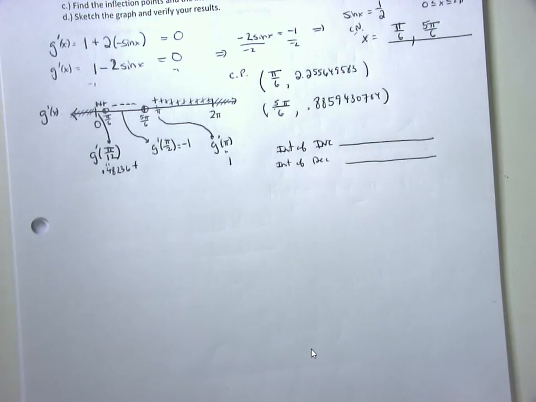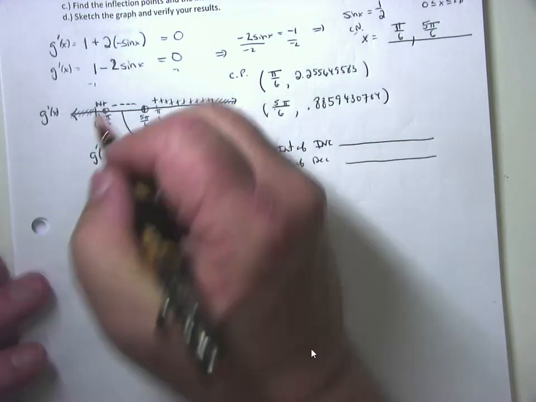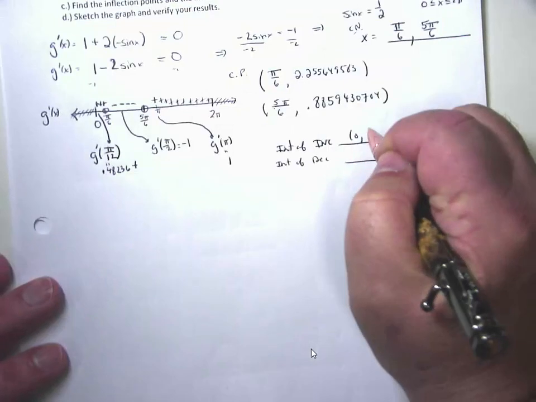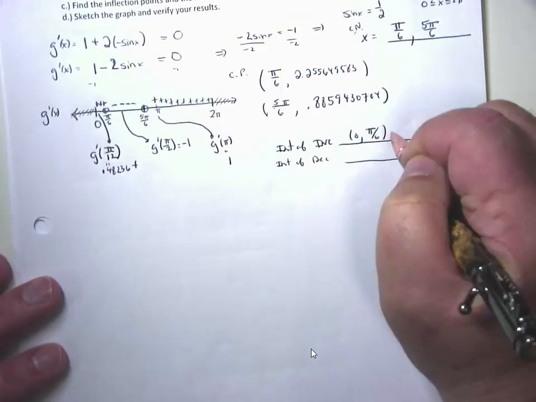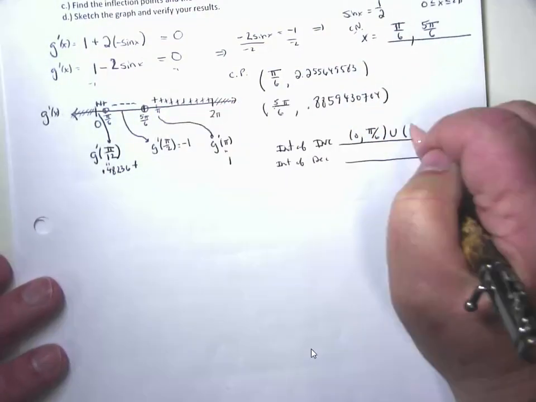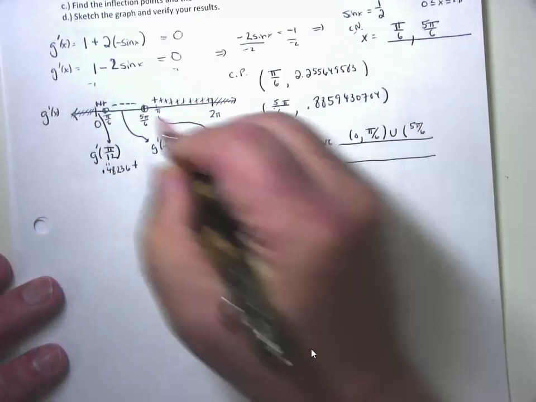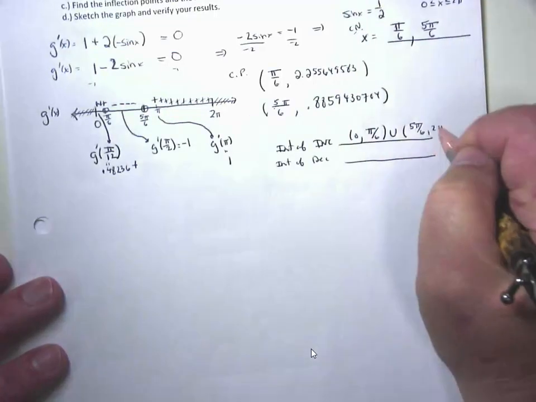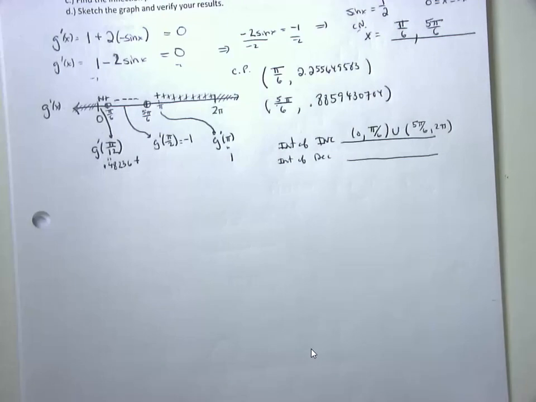What are my intervals of increase? Where is it increasing? Between 0 and pi/6, union 5 pi/6 up to 2 pi. You start your critical points up to 2 pi, and you always use open parentheses on endpoints, because right at 0 and right at 2 pi, you're neither increasing nor decreasing. It just kind of deadens and stops.